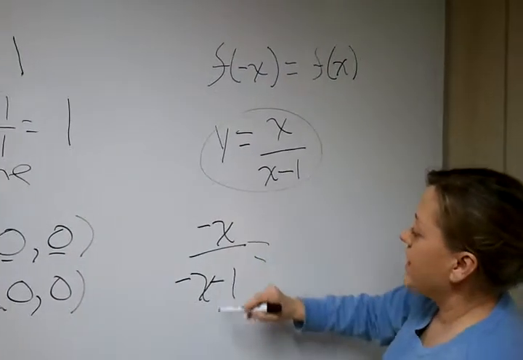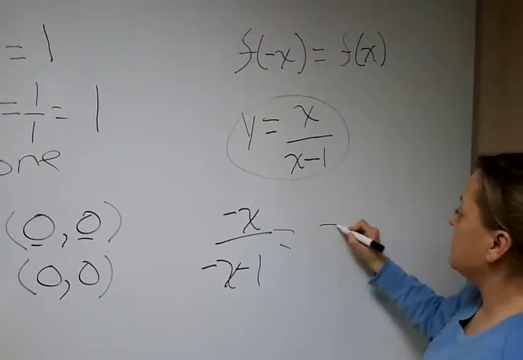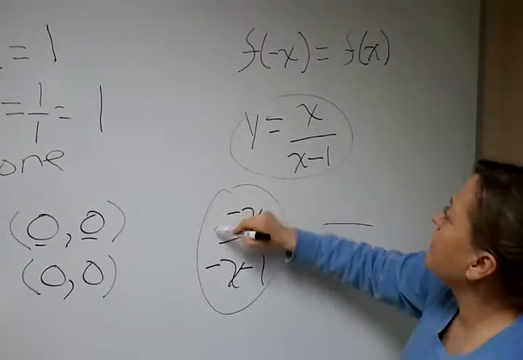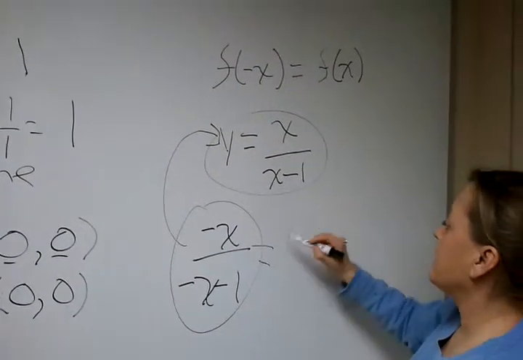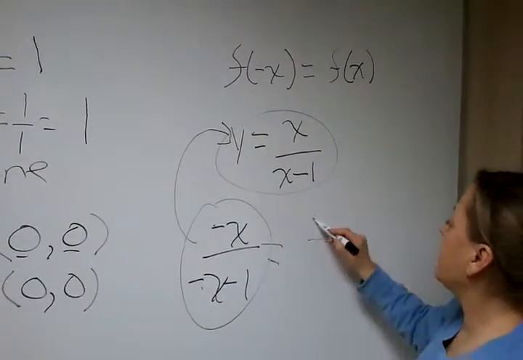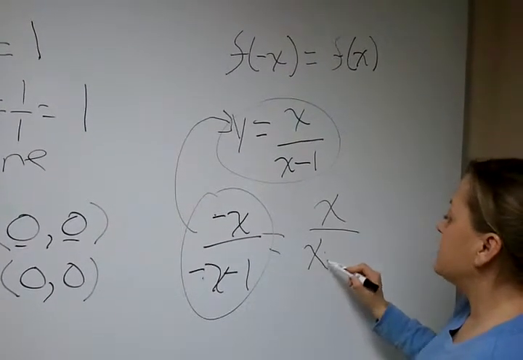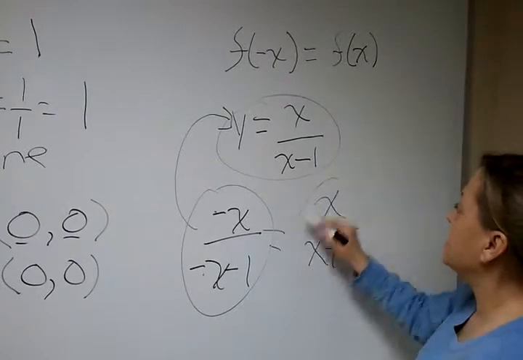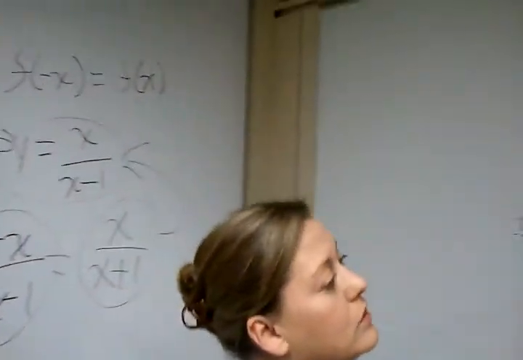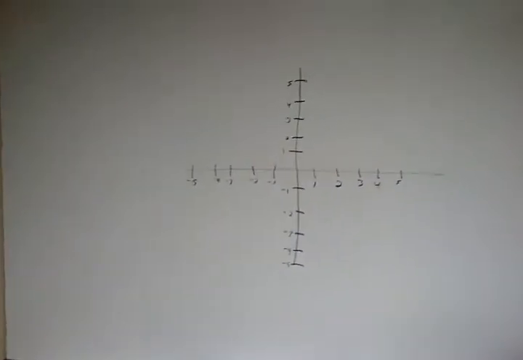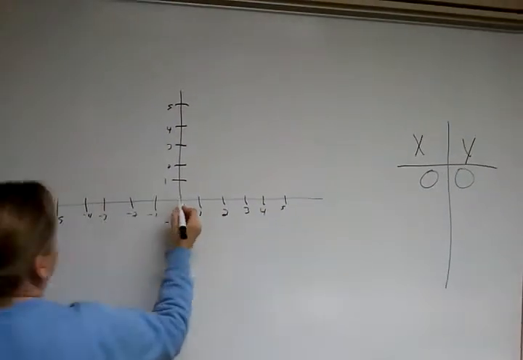So negative x over negative x minus 1, you can just leave it like that and see already that it isn't the same as this. But if you work that out, since it's negative over negative, we have a positive x over x plus 1, which does not match this. No symmetry. To graph this, we would put our x and y intercepts, which is at the origin.